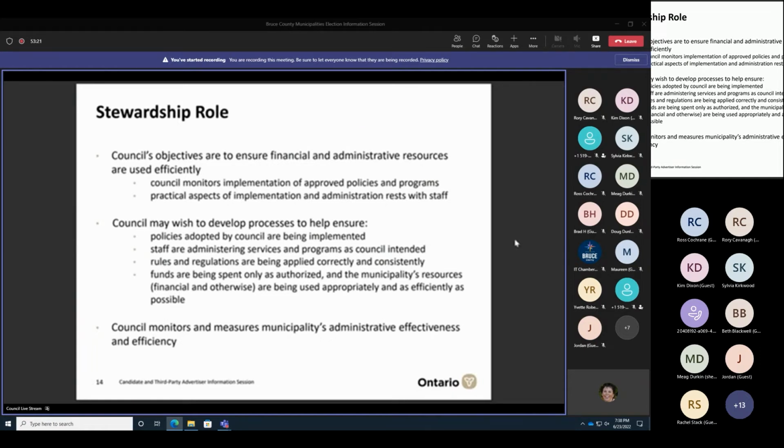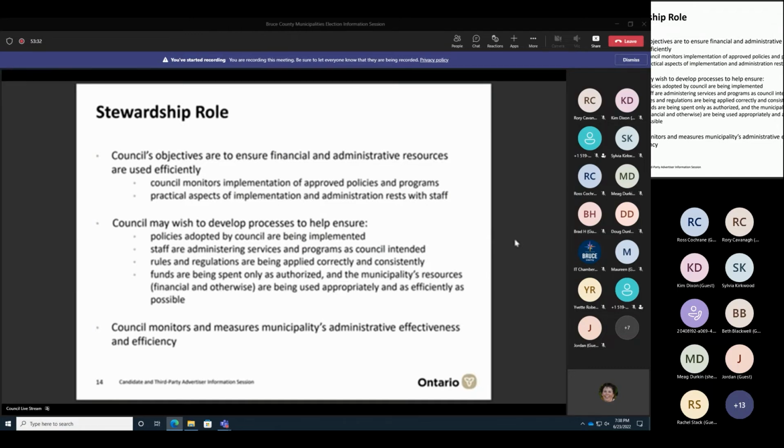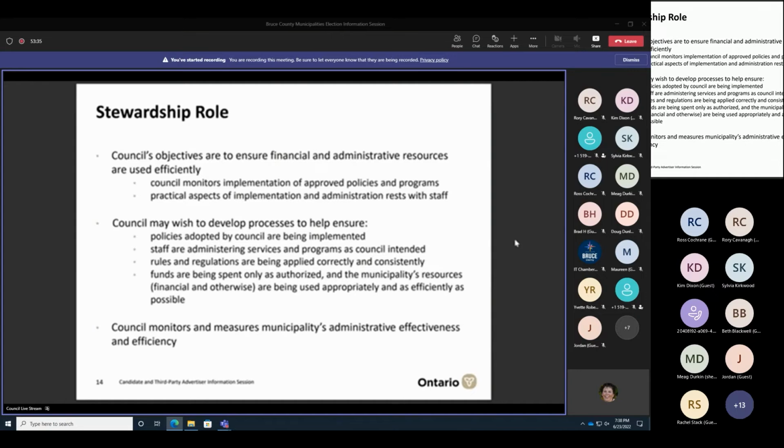To be effective in this stewardship role, council may wish to have processes in place to help ensure that policies adopted by council are being implemented. Staff are administering services and programs as council intended. Rules and regulations are being applied correctly and consistently. Funds are being spent only as authorized, and the municipality's resources, financial or otherwise, are being used appropriately and as efficiently as possible. Establishing and following such policies and guidelines help council leave the day-to-day details for staff to manage.